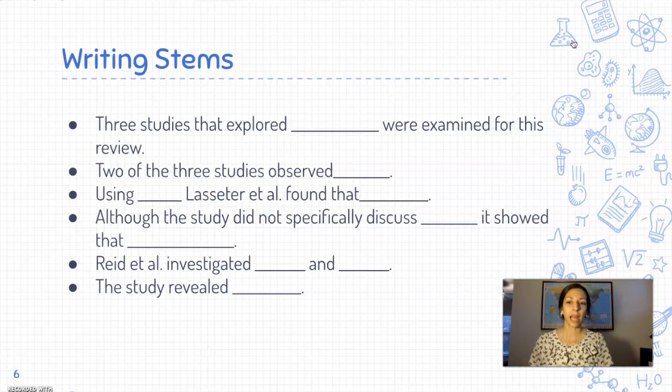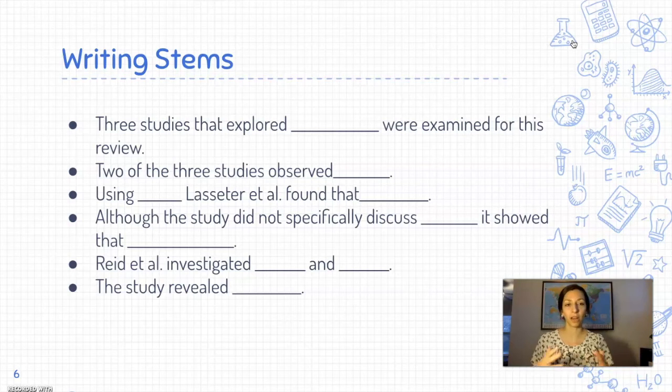You can also say things like, make sure you refer to the sources by their names and years, not by the first source or the second article. So 3 studies that explored blank were examined for this review. That's the way you could start it and say 2 of the 3 studies observed blank and blank, or using this method, Lassiter et al. found that blank, or although the study did not specifically discuss blank, it did show that blank, or Reed et al. investigated blank and blank, the study revealed blank.